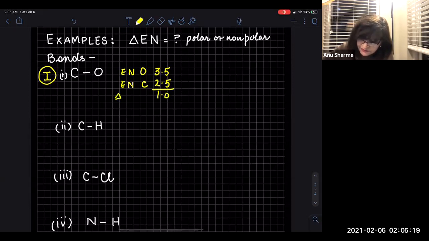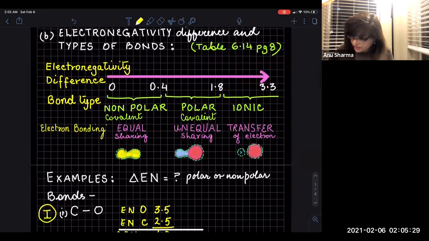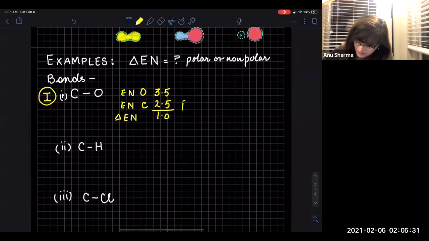So this difference in electronegativity relates to what side on this table? It is where the polar covalent bond is. So this is going to be a polar covalent bond.